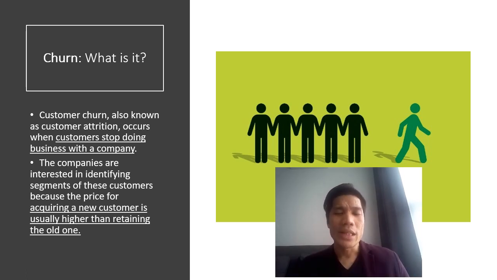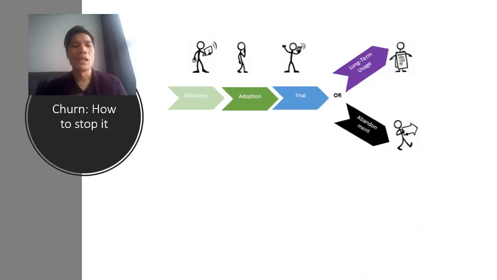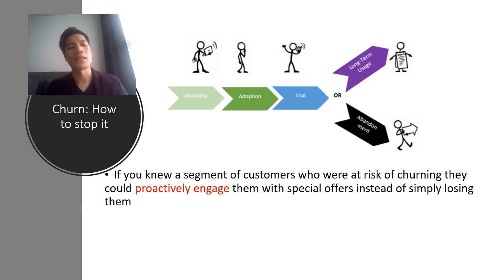Identifying these customers is important, especially if you have databases of customers who have left in the past, because retaining your customers is definitely cheaper than acquiring new ones, which usually takes a lot of marketing effort. If you can keep your customers loyal to the company, it is much easier and cheaper. So how do we stop churn? If we know there is a segment of customers at risk of churning, we can proactively engage them with special offers instead of simply losing them and letting them slip through the cracks.